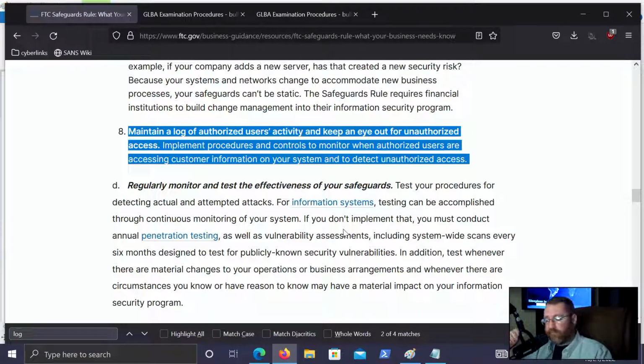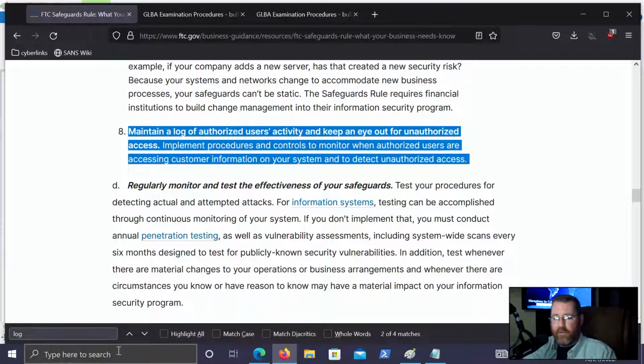So when we are maintaining a log of authorized users' activity, let's keep this very, very simple. Number one, what are the systems? We kind of go back to that data flow diagram.